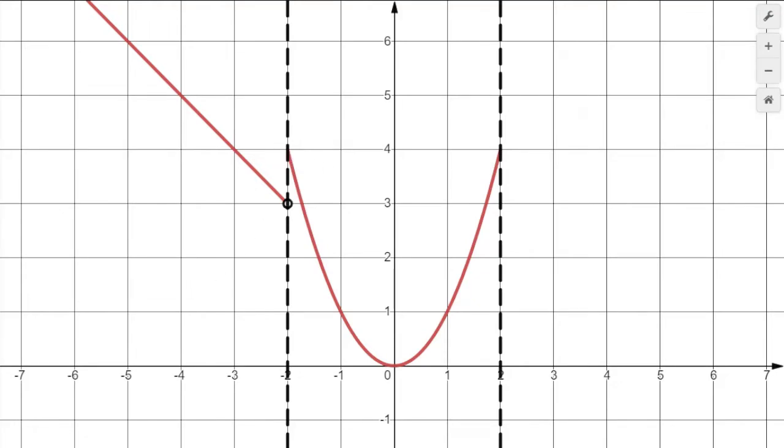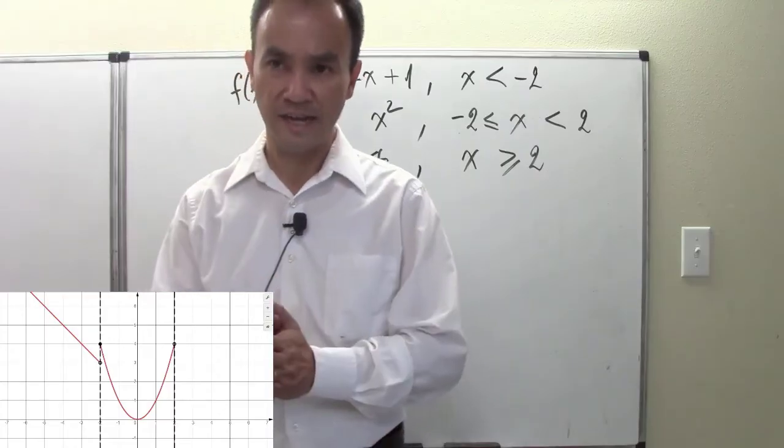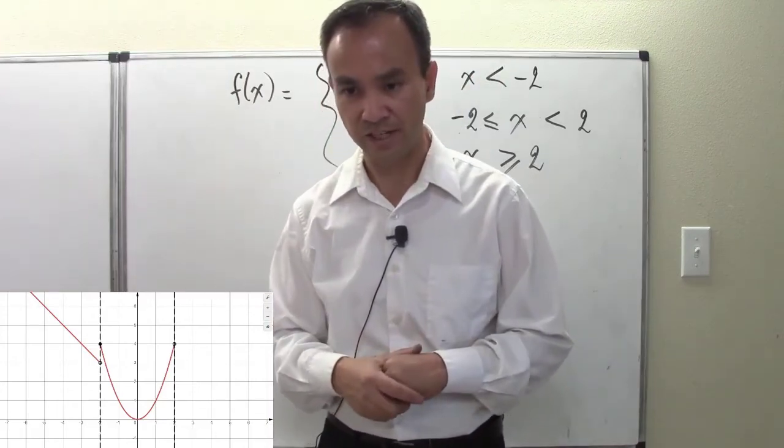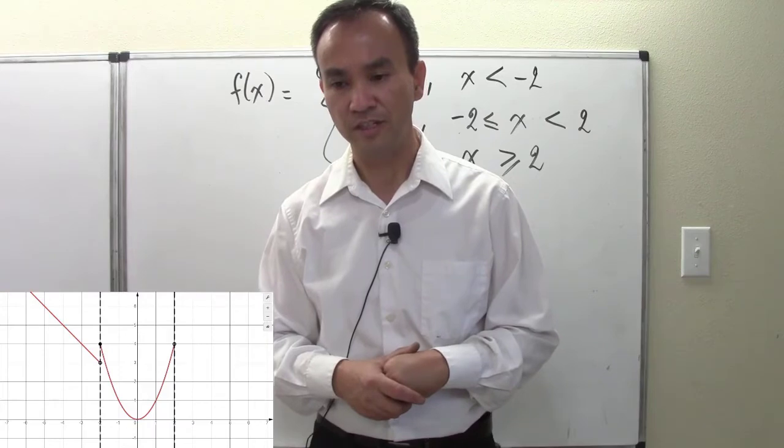On that left end, it has to be a solid point, as I have explained earlier, because x equals negative 2 is included as part of this graph. But x equals 2 is excluded, it's not included here. So I'm going to put the point there, but I have to leave it as an empty circle. All right, now we have an empty circle there. That completes the graph of the second piece.